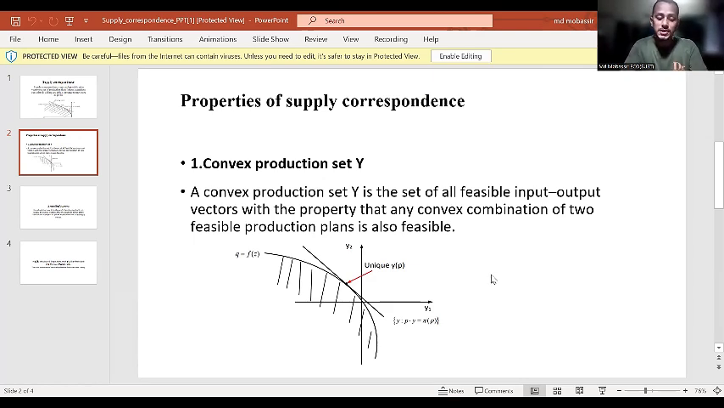If Y is strictly convex, then the tangency condition is a single point, and the supply correspondence y(p) is single-valued.